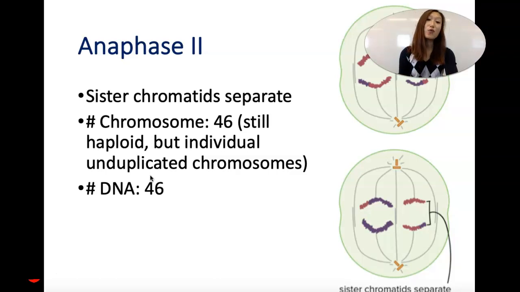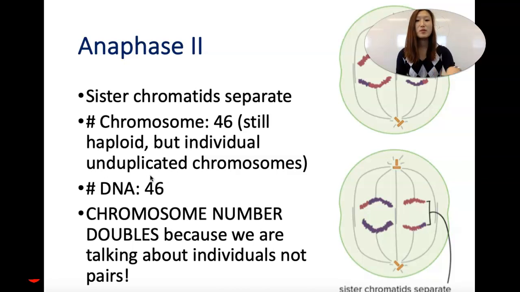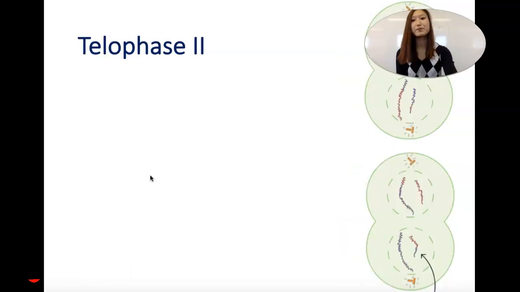Number of DNA is still 46 because you're not duplicating any DNA. You are splitting up DNA from each other, but you're not splitting up the DNAs yet, so the DNA number stays the same. Chromosome number doubles because we're talking about individual chromosomes, not chromosome pairs or duplicated chromosomes. 1 duplicated chromosome, 2 unduplicated chromosomes. 2 pieces of DNA, still 2 pieces of DNA, okay?